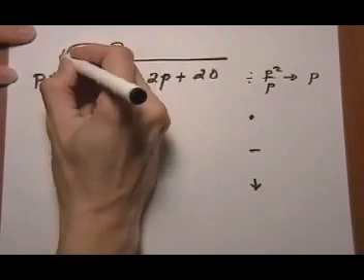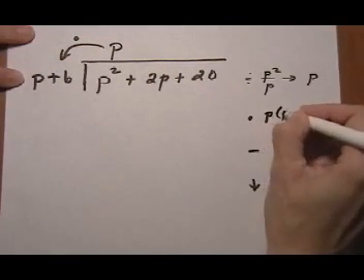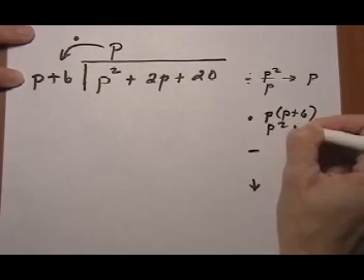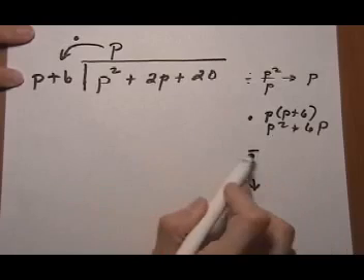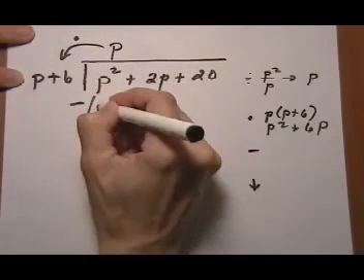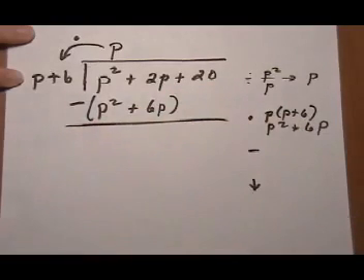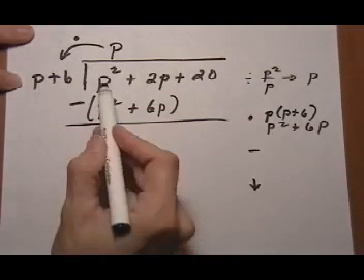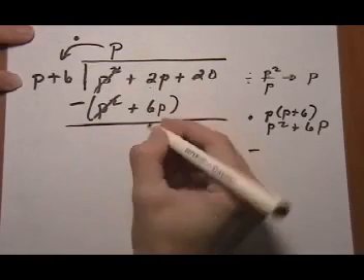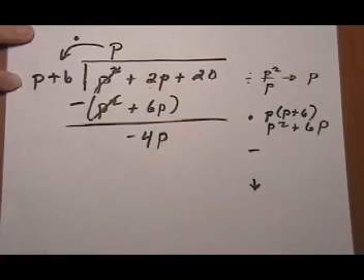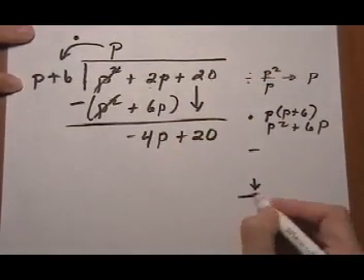We take that answer and we multiply it, distribute it through the p plus 6. p times p plus 6 gives us p squared plus 6p. We're going to take that result and subtract it over here. And remember, put parentheses around it when you subtract it, so you remember to distribute your minus sign. p squared minus p squared is gone. 2p take away 6p will be minus 4p. Bring down plus 20. Now we're starting over again.